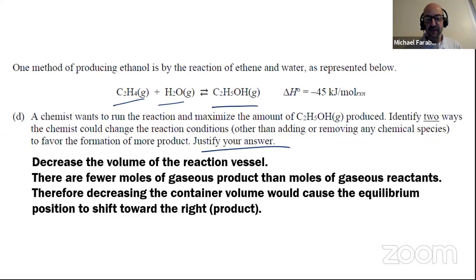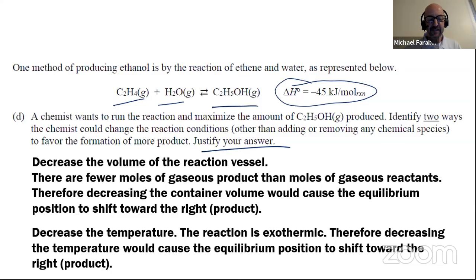We are also given that this reaction is exothermic, so we could change the temperature, specifically by decreasing the temperature. That would shift the equilibrium in the exothermic direction. Okay, let's take a look at some good answers to this question.